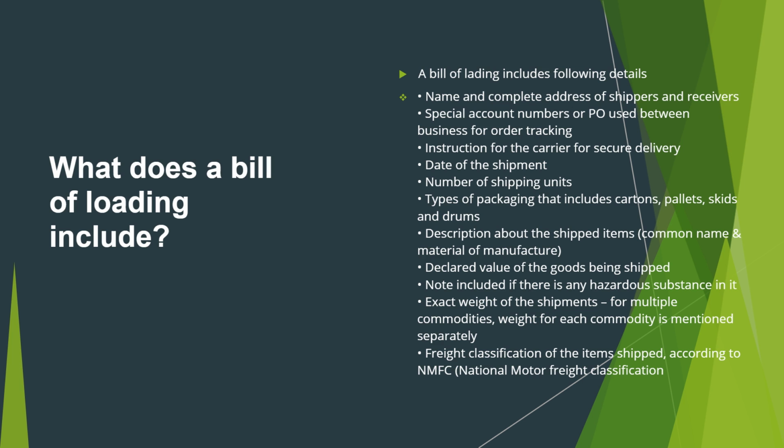What does a bill of lading include? A bill of lading includes the following details: name and complete address of shippers and receivers, special account numbers or PO used between businesses for order tracking, instructions for the carrier for secure delivery, date of the shipment, number of shipping units, types of packaging that include cartons, pallets, skids and drums, description about the shipped items, common name and material of manufacture, declared value of the goods being shipped, a note if there is any hazardous substance in it, and exact weight of the shipments. For multiple commodities, weight for each commodity is mentioned separately. Freight classification of the items shipped, according to NMFC, National Motor Freight Classification.